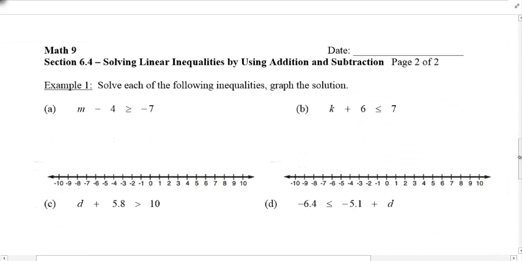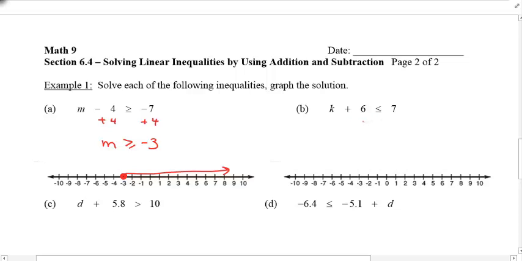Okay, you're ready to try these now. So turn the page. Example number 1 is yours. Go ahead and now try to solve each of the following inequalities. Okay. So the opposite of minus 4, I'm going to add 4. M is greater than or equal to negative 3. Solid dot at negative 3, to the right. That's it.